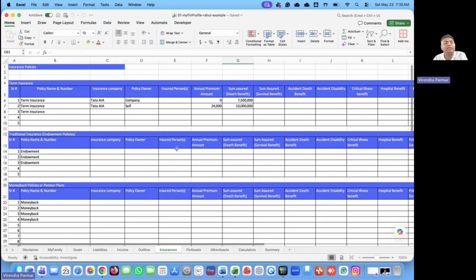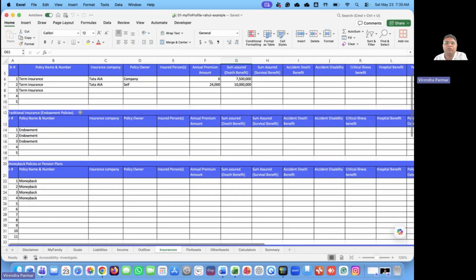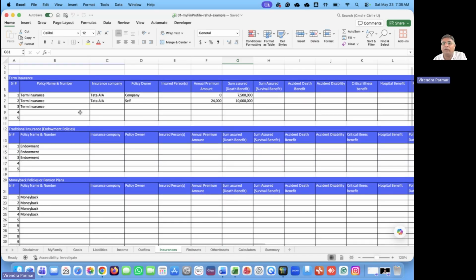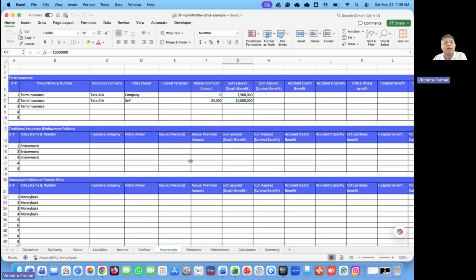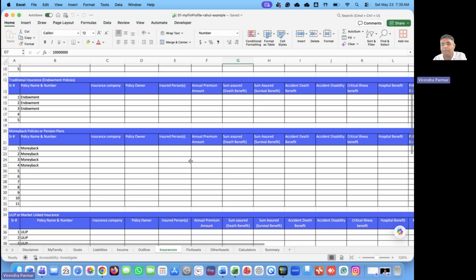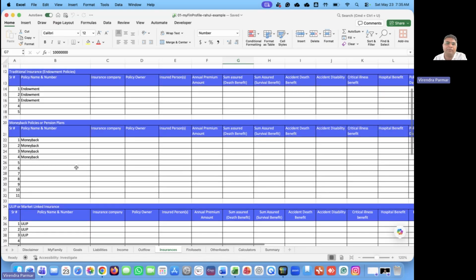The insurance section, as you see, has mainly life insurance, health insurance, home insurance, and also vehicle insurance. There are four things. The life insurance is divided into four categories. Okay, the first one is term insurance, where you don't get any money if you survive. Many times your company will also give you group insurance, so that will go here. So in case of Rahul, you can see the company has group insurance of 75 lakhs while he has bought 1 crore term insurance.